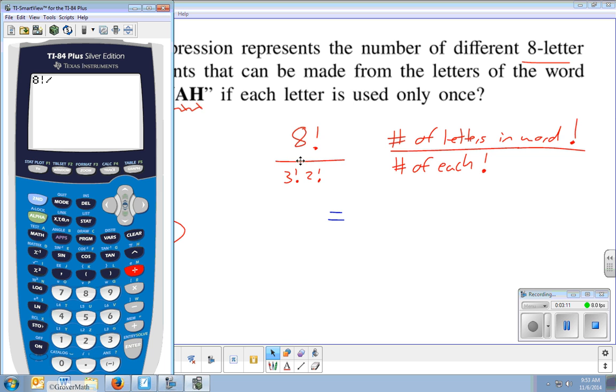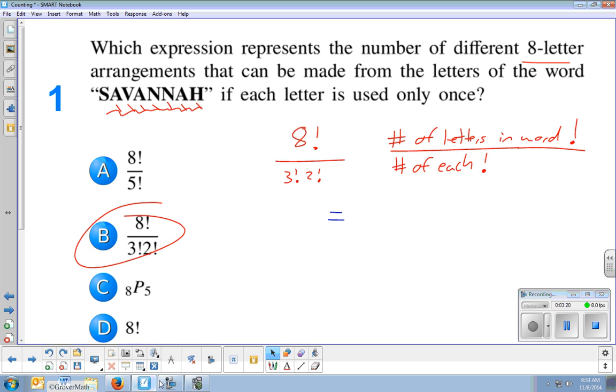Sometimes students forget the division, and then they get a number much larger than what the actual answer is. And here's the key. This is what messes everybody up. My bottom here is complex. It has a 3 factorial and a 2 factorial in it. Because there's multiple numbers down here, it's essential that it's in parentheses.